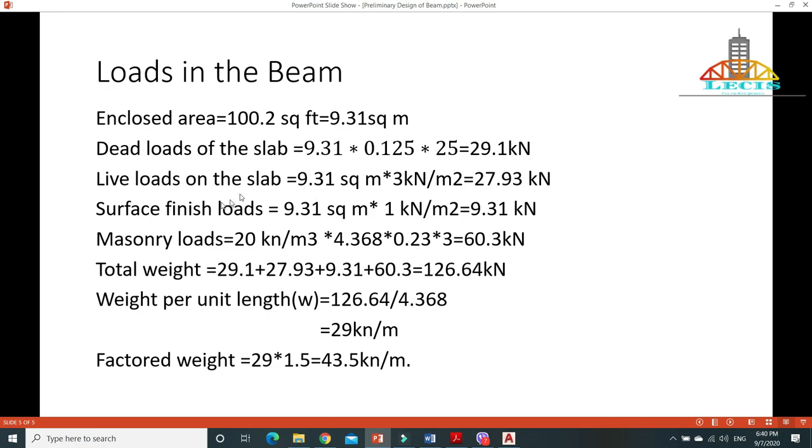Similarly, live loads on the slab. Let's consider 3 kilonewton per meter square of live load is acting on that enclosed slab area. So we have the area of slab 9.31 square meter, into 3 kilonewton per meter square, the live load intensity. So that gives the 27.93 kilonewton live load on the beam that will be transferred to that beam. Similarly, consider the surface finish load intensity of 1 kilonewton per meter square, and we have the area 9.31 square meter. If we multiply it with 1, then we will have the surface finish load of 9.31 kilonewton. Ultimately, that load of slab also goes to the beam.